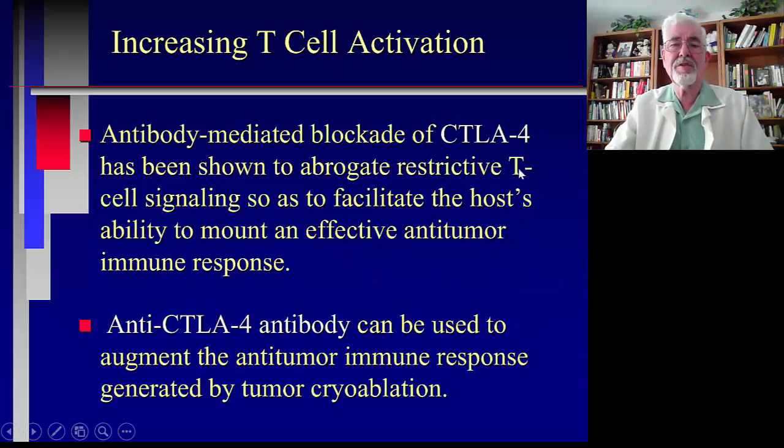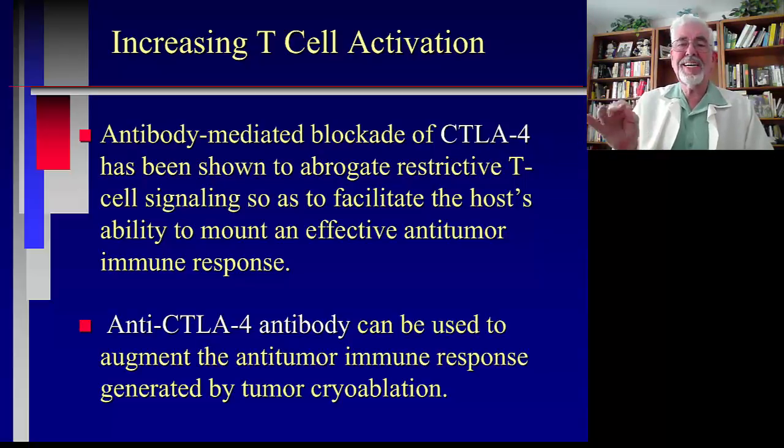Antibody-mediated blockade of CTLA-4 has been shown to abrogate restrictive T-cell signaling so as to facilitate the host's ability to mount an effective antitumor immune response. So this CTLA-4, which is a receptor on the T cell, we don't let the tumor have any material attached to it. We create an antibody that covers it and blocks that keyhole so the tumor material cannot cause that T cell to be inhibited. So by plugging all the holes for deactivation, we enable that T cell to be activated.